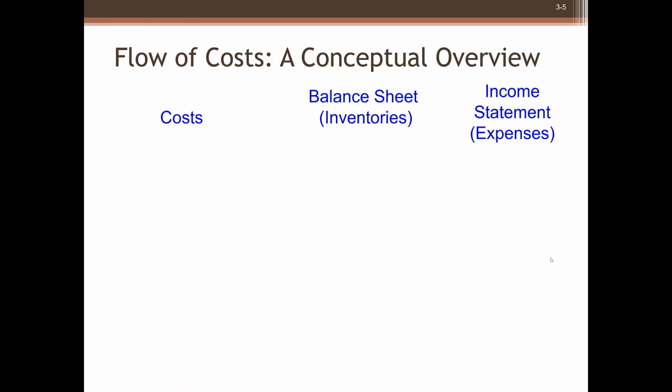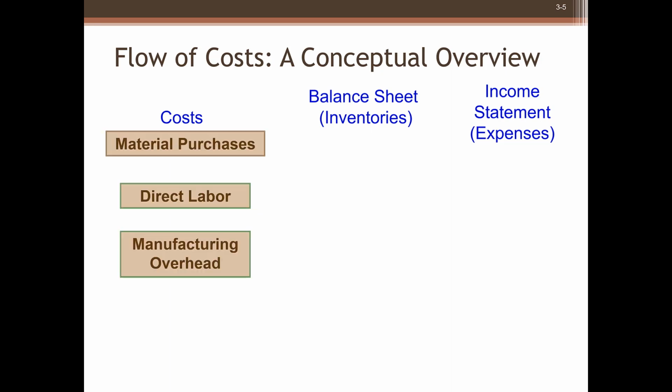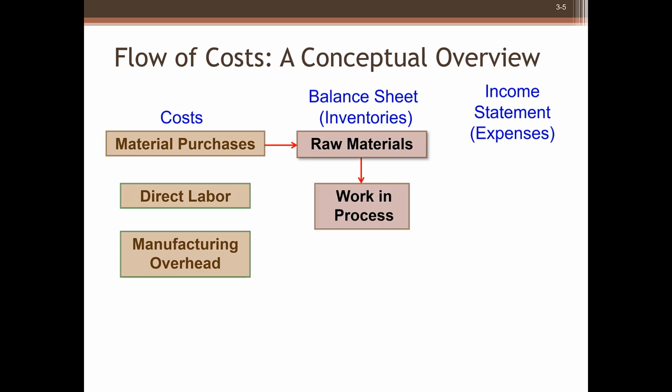Let's overview the flow of costs in the job order costing system. When a company has purchased materials, material cost will be recognized as raw materials in the raw materials inventory account on the balance sheet. When raw materials are used in production, their costs are transferred from raw materials inventory account to the work in process inventory account. Those unused materials will remain in the raw materials account.